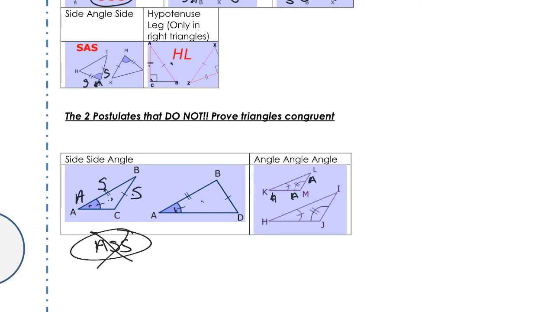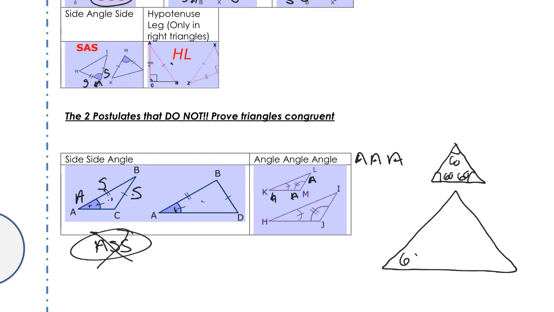The other one that doesn't work, if I have all angles are the same size. Angle, angle, angle. AAA is a car company. That's how I remember this one. Angle, angle, angle does not prove my triangles are the same shape and size. For example, I could have an equilateral triangle. That means all my angles are 60. I could have another equilateral triangle that's a lot bigger. So they don't have to be the same size if all the angles are the same.